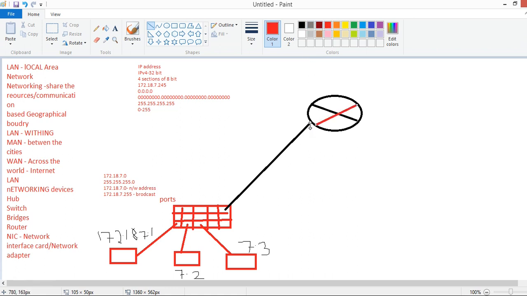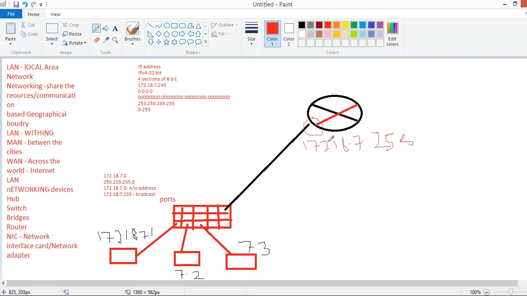Now here also, this interface has to be allocated an IP address. So this interface I can allocate an IP address that is also in the range of my network only, 172.18.7. The remaining range is 4 to 255, of which I can use up to 254. Let's see, 254, right? So this is what my IP address allocation is, right?